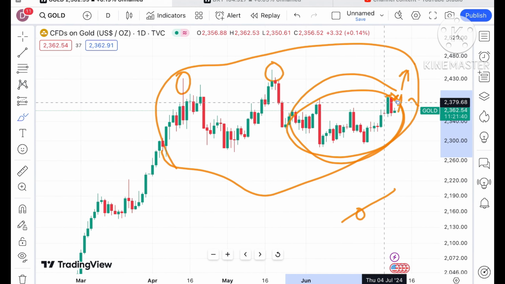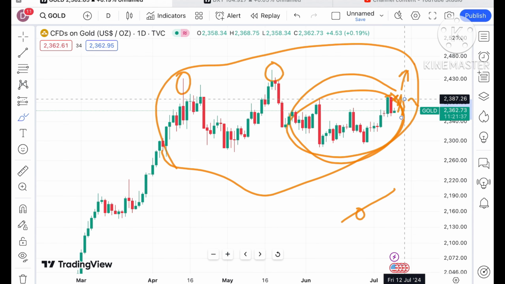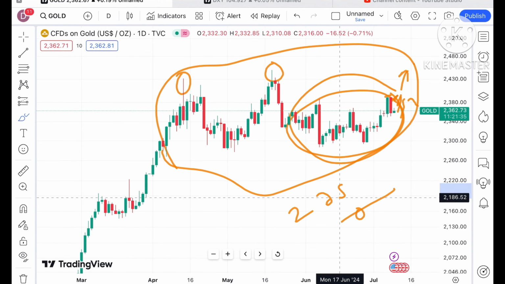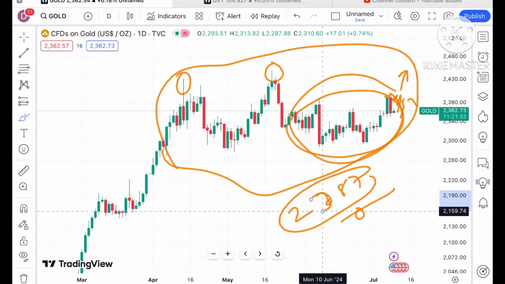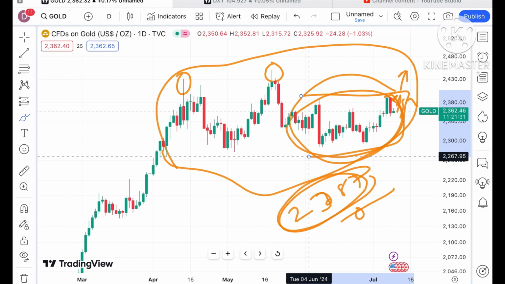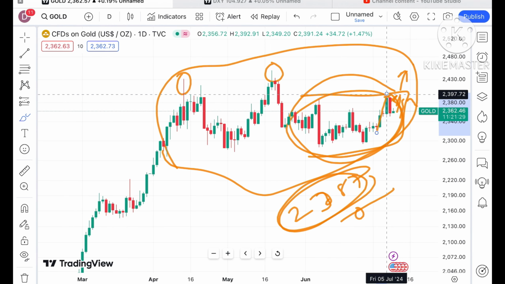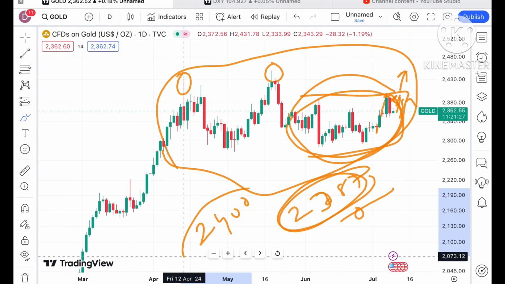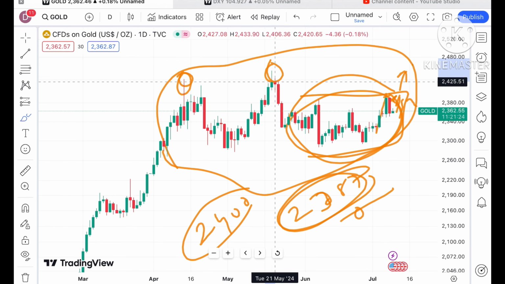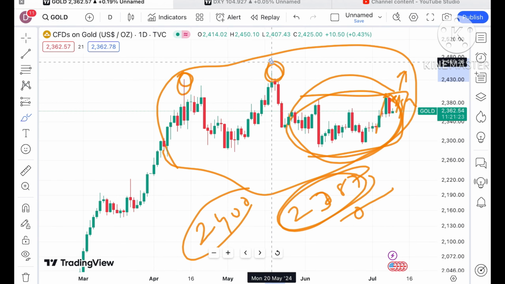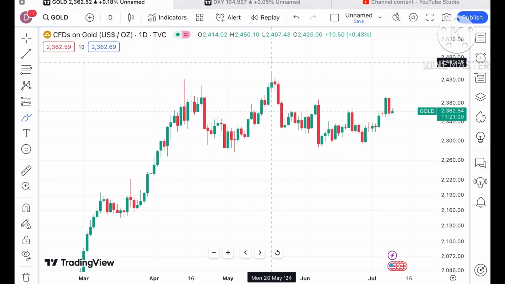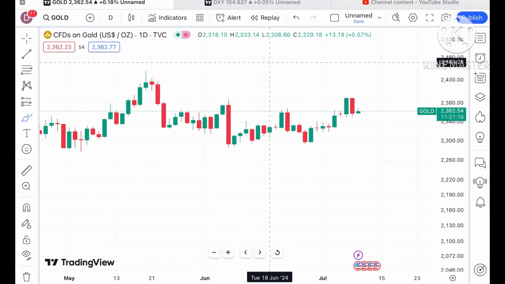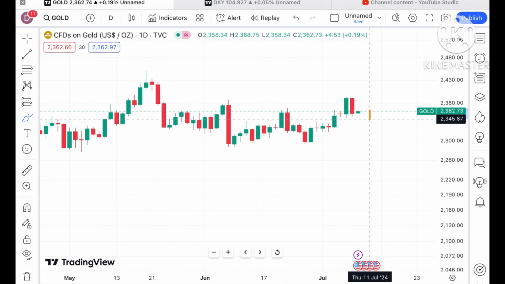Okay, so looking at this particular chart, suppose the price sustains above this level, we can see it will go above a level of $2387. And if it's sustaining above this level, then we can see it can cross a level of 2400 also, and then there is a probability of touching this high and the second high also, and a probability of making a new high will be there.